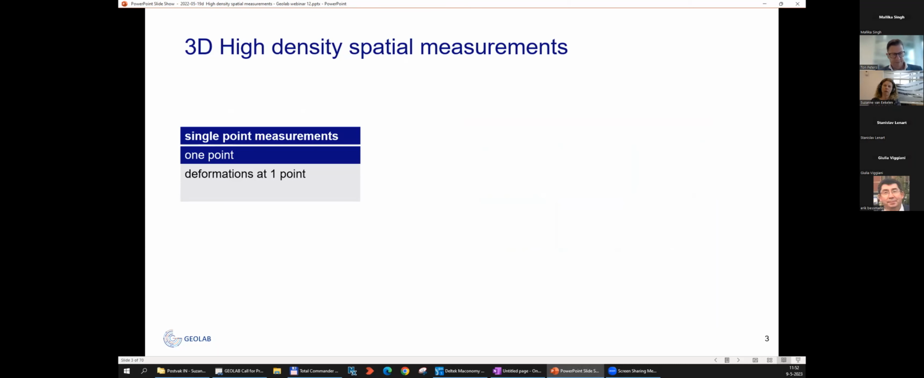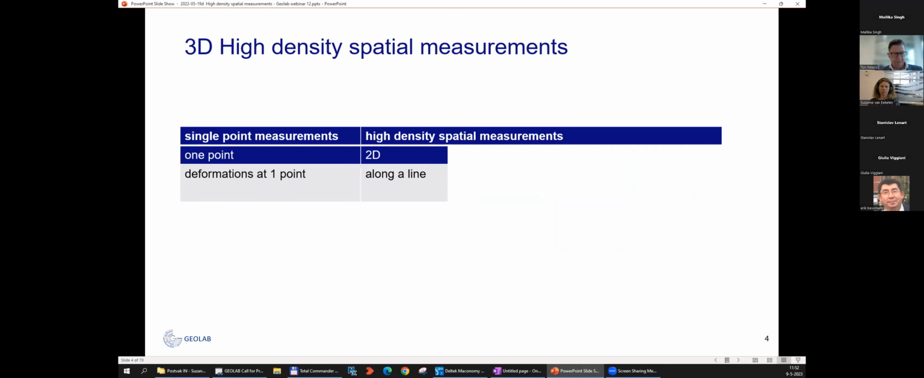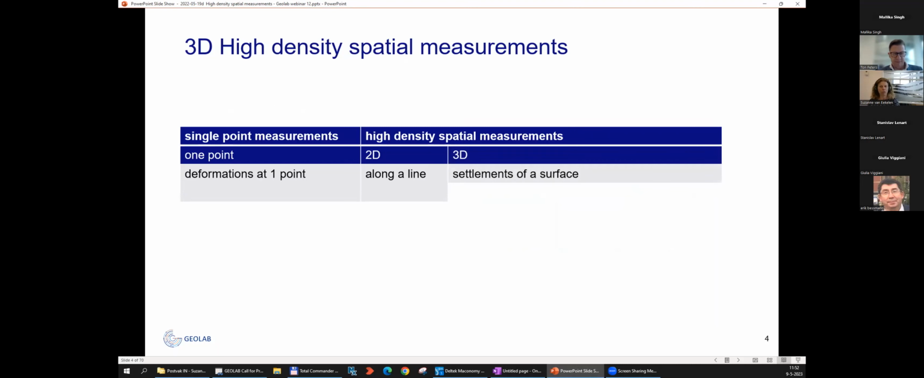What are we talking about? Three-dimensional high-density spatial measurements. So that's not single-point measurements, but a lot of measurements in a certain space. Two-dimensional can be along a line, or three-dimensional can be the settlements of a surface, or even a full three-dimensional image of the deformations, for example, in a soil body. This is about deformations.